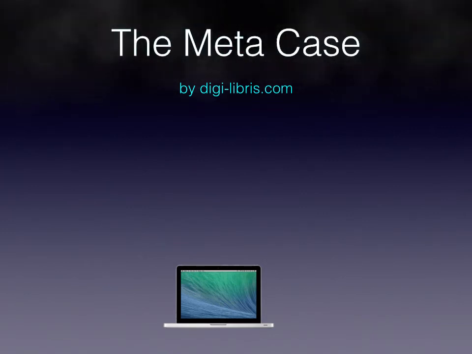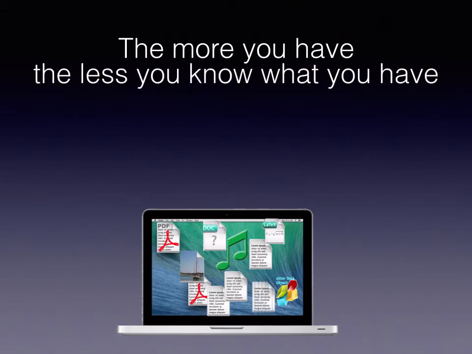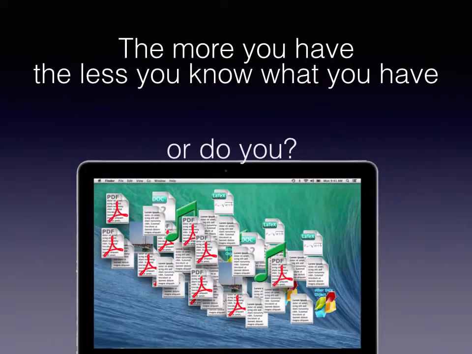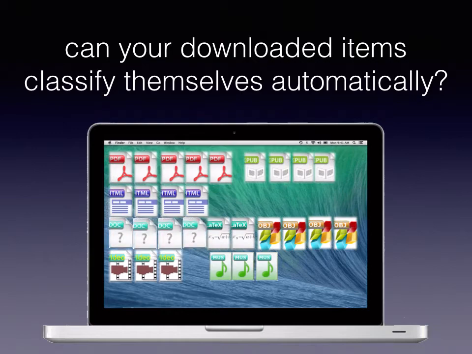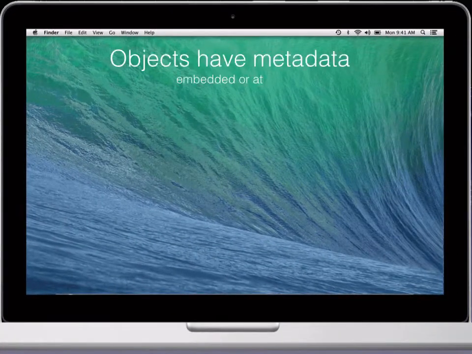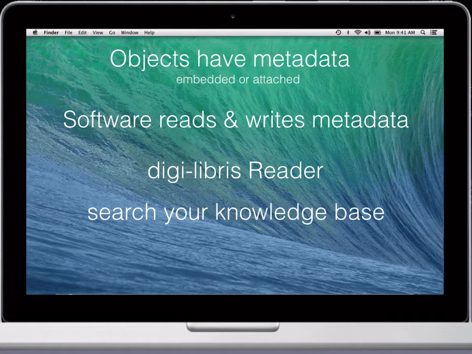Wow, sounds like D-meta. The more you have, the less you know what you have. Or do you? Can your downloaded items classify themselves automatically? Do they have embedded or attached metadata? And does your software read them and classify incoming documents automatically so you can find them again in your knowledge base? The metadata-centric digi-libris reader program is the solution and lets you search items based on metadata.